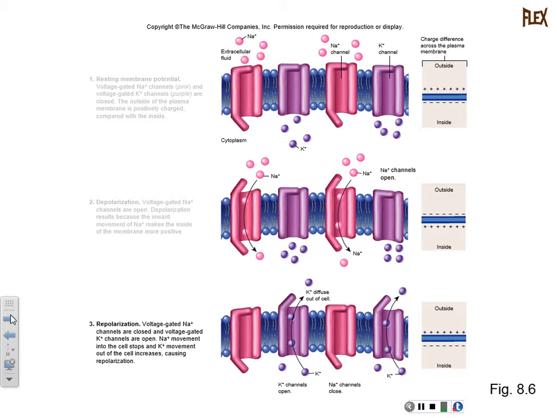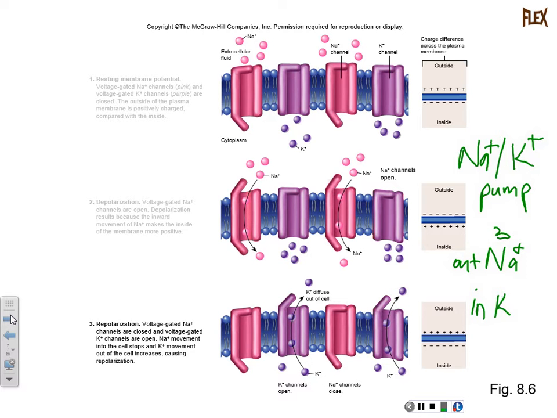But do we have resting membrane conditions at this time? Because we've got a whole bunch of sodium on the inside and a whole bunch of potassium on the outside. That's not resting membrane conditions. So that's when you have the sodium-potassium pump. This uses ATP and it pumps out Na+, 3 of them, and in K+, 2 of them, to re-establish the conditions at rest. See what I'm saying?